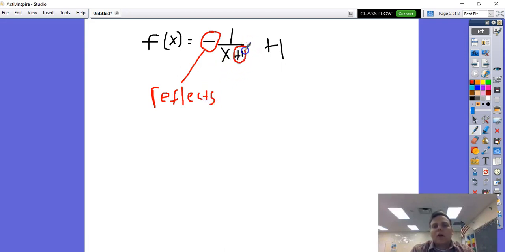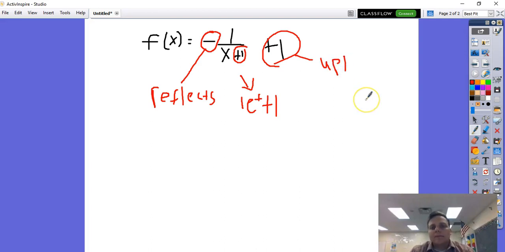What does this plus 1 do? Well, it's down there with the x, and it's plus, so that means left 1. Okay, and then what does this plus 1 do? Well, it's outside the function, so that means up 1. Okay, so then let's review some things.